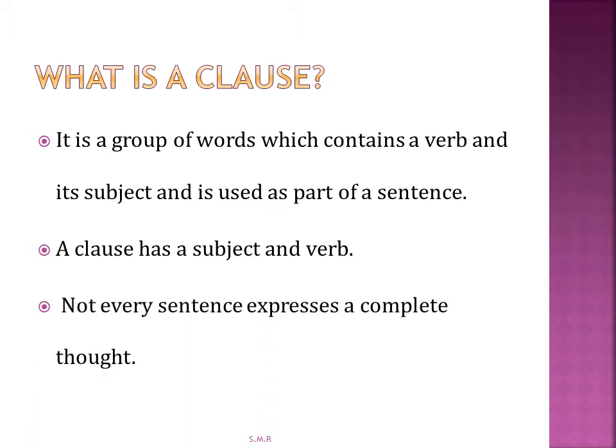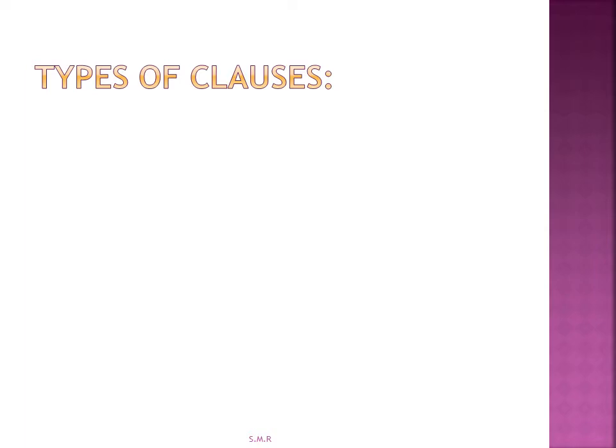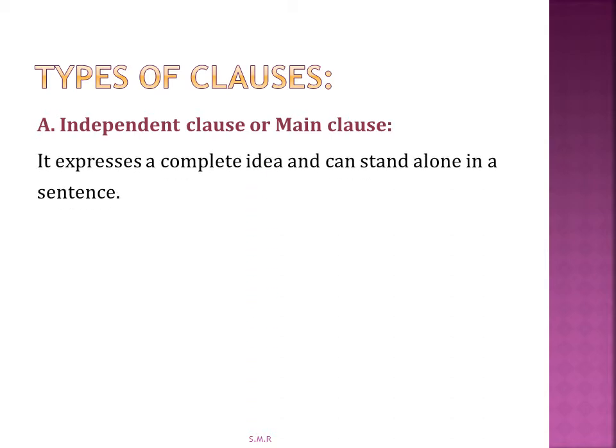Not every sentence expresses a complete thought. So the clauses are not usually giving you a complete idea. Sometimes you don't understand it, so they don't give a complete idea. Types of clauses. First one is independent clause, or we call it main clause. In this type, it expresses a complete idea and can stand alone in a sentence.